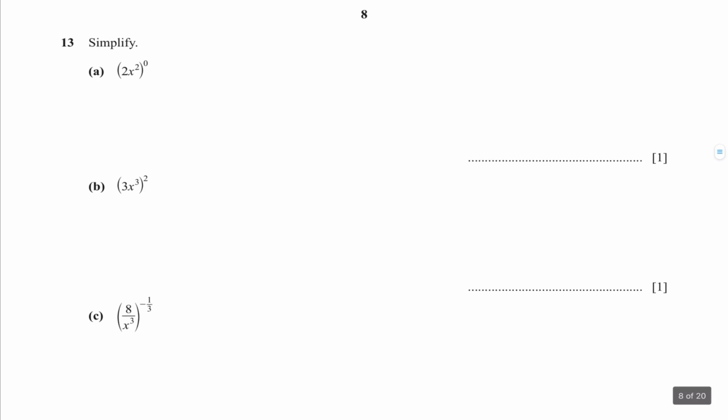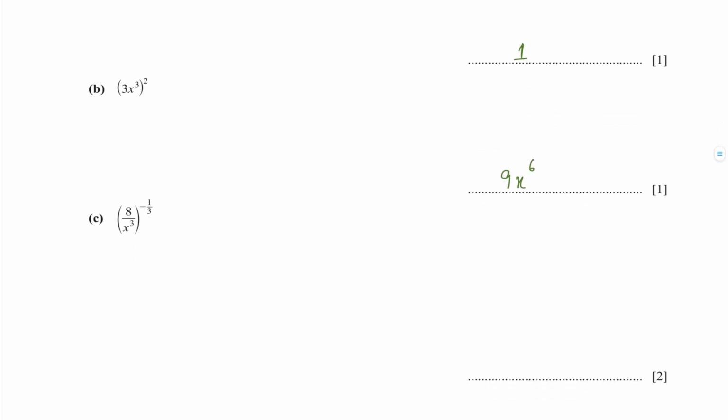Alright, let's do question number 13. So we have 2x squared, the whole thing raised to the power of 0. Let's see, what is that? So 2x squared, the whole thing raised to the power 0 is going to be equal to 1. Actually, anything raised to the power 0 is 1. 3x cubed whole thing squared means that we're going to square 3, and we're also going to square x cubed. So the square of 3 is 9 and the square of x cubed is x to the power 6.